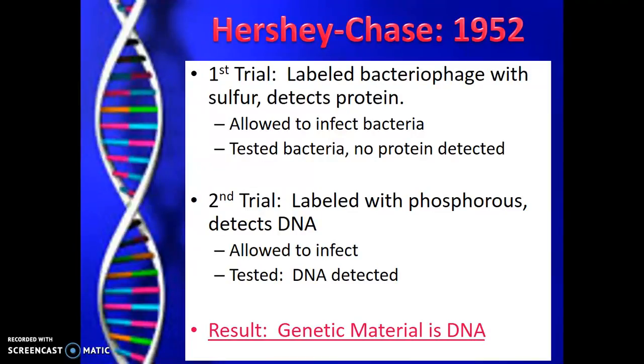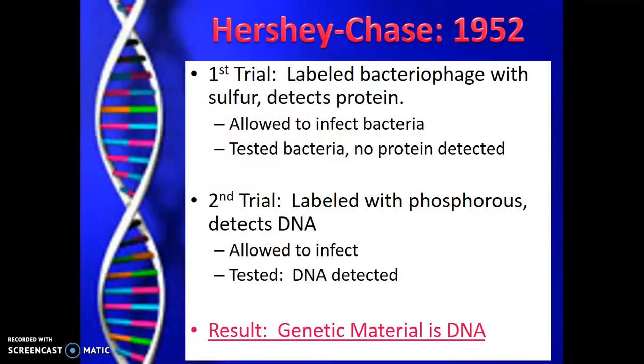So Hershey and Chase did two experiments. One to test whether protein was the correct answer, and one to test whether DNA was the correct answer. They did protein first because they thought that protein was the right answer. So they used a radioactive sulfur because sulfur will attach to proteins chemically, but it will not attach to DNA because it doesn't match up chemically.